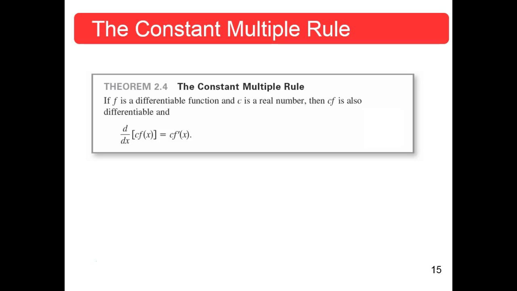So d by dx of f of x is f prime of x. Pretty simple rule. I'm so glad it's a simple rule. That's what I was hoping it was going to be, something really simple, and that's what it is. So if you have a constant times a differentiable function, you can just pull the constant out, take the derivative of the differentiable function, because it's differentiable, and then multiply that constant by its derivative. Wow. Pretty straightforward.